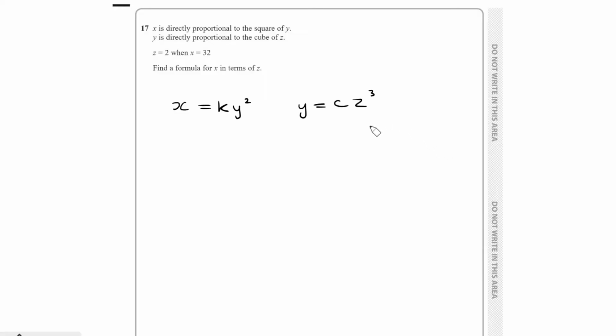What was I thinking to do with this? I think what I would do is sub this one, where y is equal to, into the first one just to get rid of the y's, because you know how I said we can only have x and z at the end. So I would do this probably first.